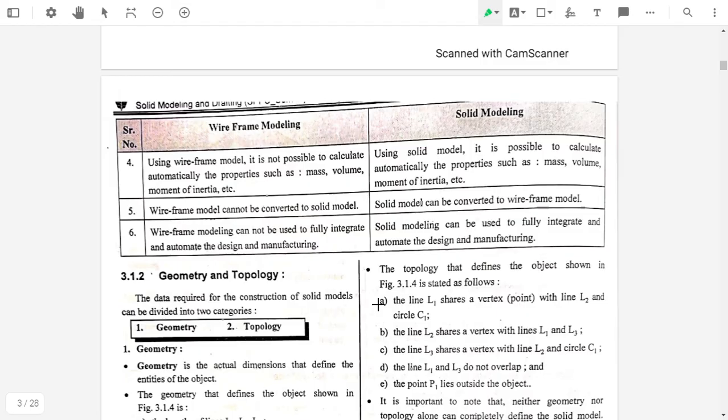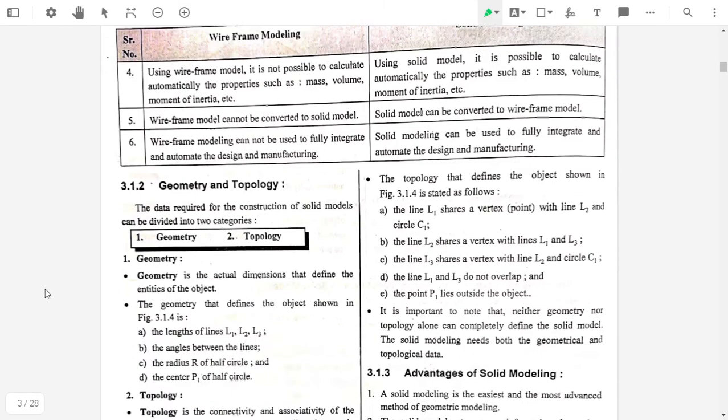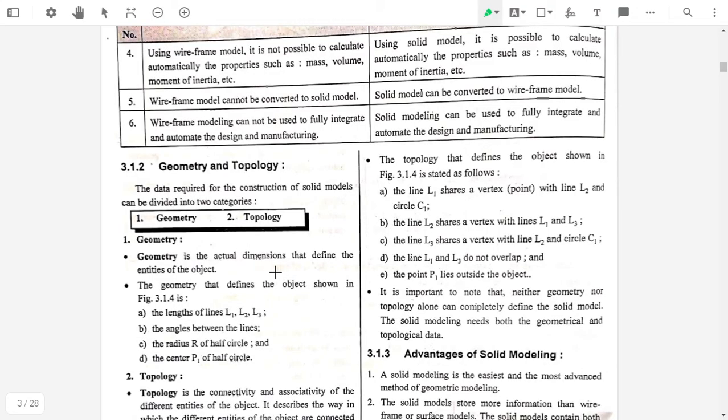Now we will discuss what is meant by geometry and what is meant by topology. So see here, geometry is the actual dimension that defines the entities of the object. Means if there is any object and we get its dimensions, then we can call it geometry.